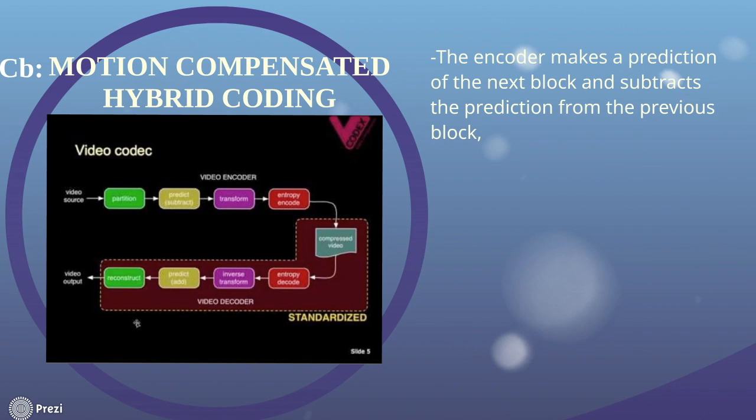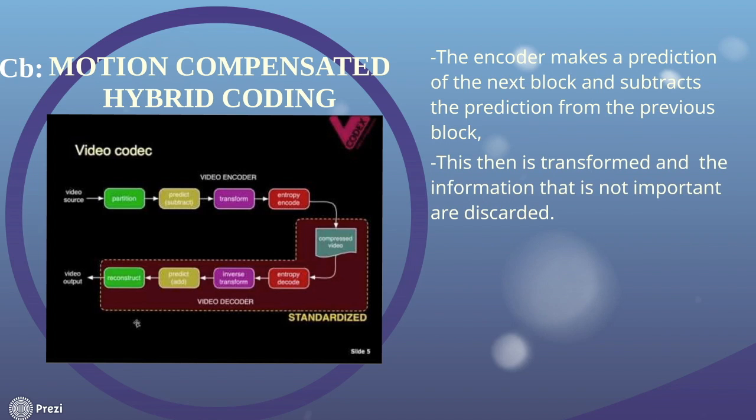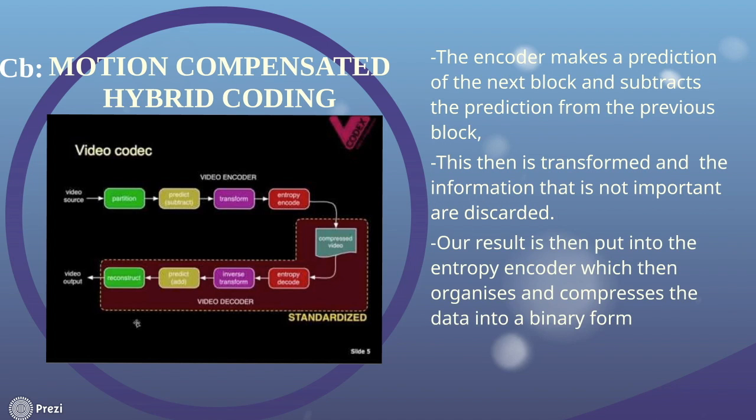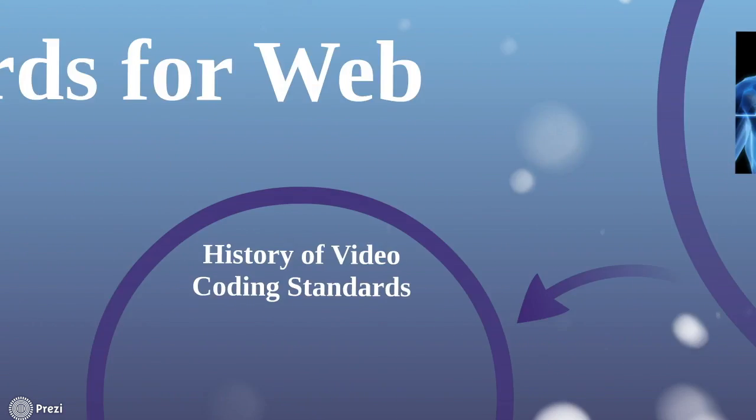The color components are stored at half the resolution of the Y component. This is because our eyes are sensitive to brightness and color. The encoder then makes a prediction of the next block and subtracts the prediction from the previous block. This is then transformed and quantized, and the information that is not important is discarded. The result is then put into the entropy encoder, which organizes and compresses the data into a binary form. The decoder simply reverses these stages.